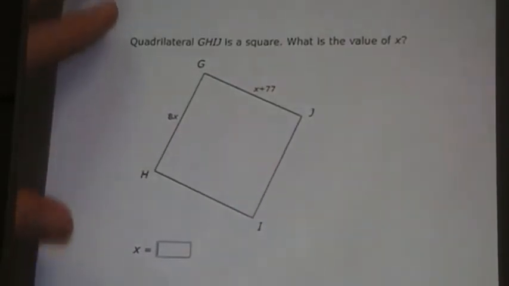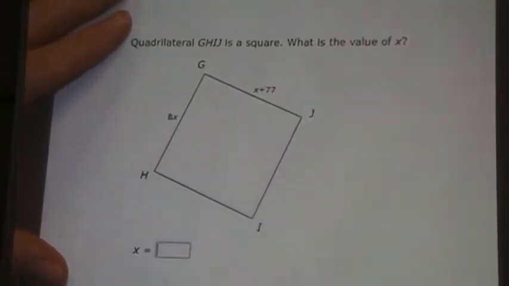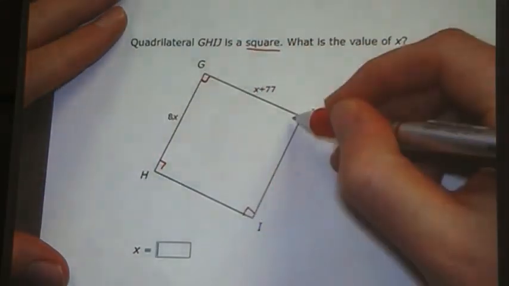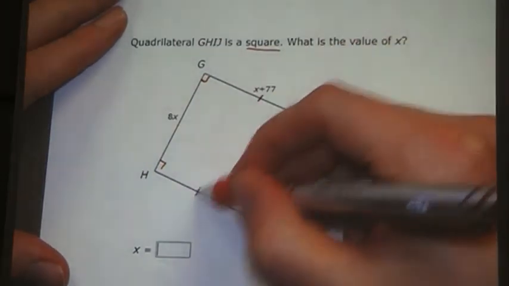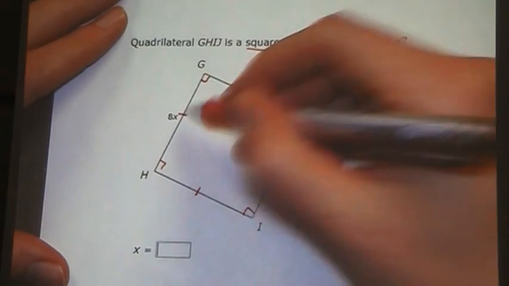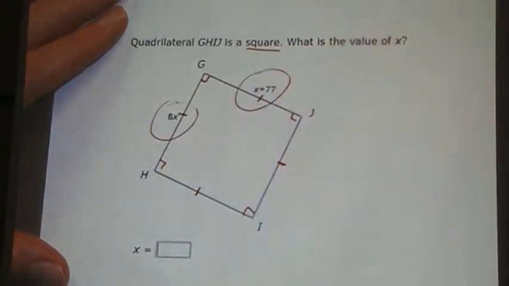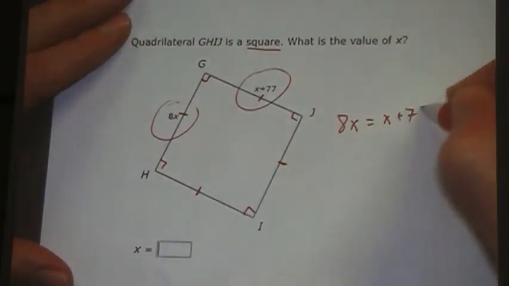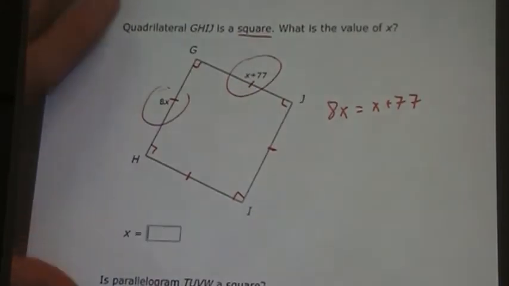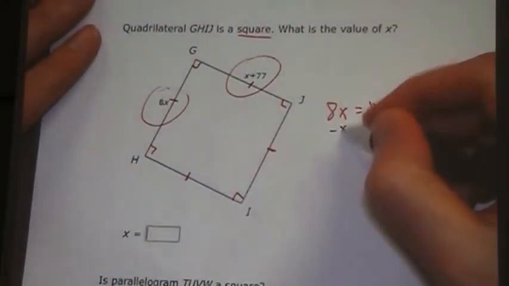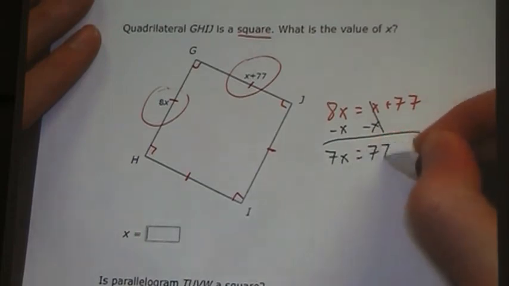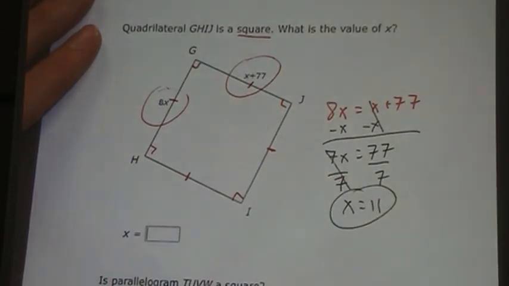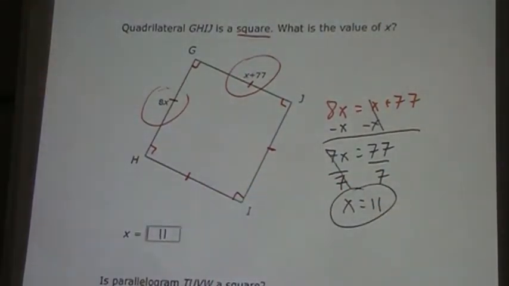Quadrilateral GHIJ is a square. What's the value of x? Remember, square, all angles 90. Okie dokie. And all sides congruent. Okie dokie. So, boom. Those guys are equal to each other. And from here, we are just going to do our basic algebra. X equals 11. Boom. Done.